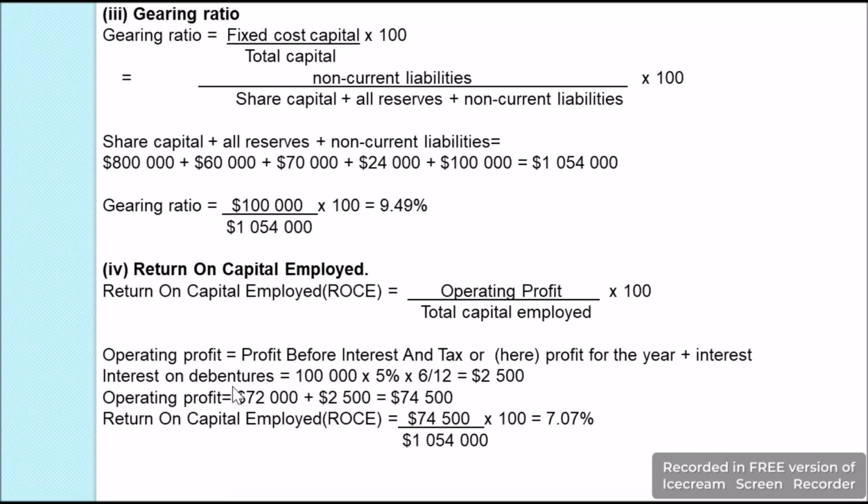The interest was paid on debenture. The value of debenture was $100,000 and the interest which was paid was 5%, and it was paid on 1st of July. So from January to June we have 6 months. 6 by 12 will get the interest on debentures as $2,500. The profit for the year which we calculated was $72,000, and to this we will add the interest which we have calculated as $2,500. We'll get the total as $74,500. So our operating profit, which is $74,500, divided by the capital employed, which is $1,054,000, times 100, we will get ROCE as 7.07%.